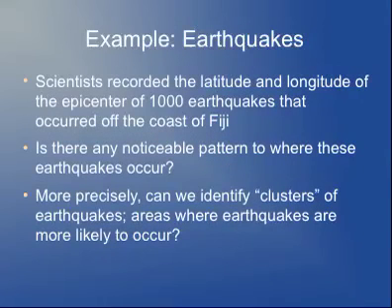An example of cluster analysis. This is using a data set that's built into R on earthquakes, where scientists recorded the latitude and longitude of the epicenter of 1,000 earthquakes that occurred off the coast of Fiji. So one might want to ask, is there any sort of pattern to where these earthquakes occur? Could it be that one set of earthquakes occur along one fault line, another set occur on another fault line, and these fault lines are the locations where earthquakes are most likely to occur in the future?